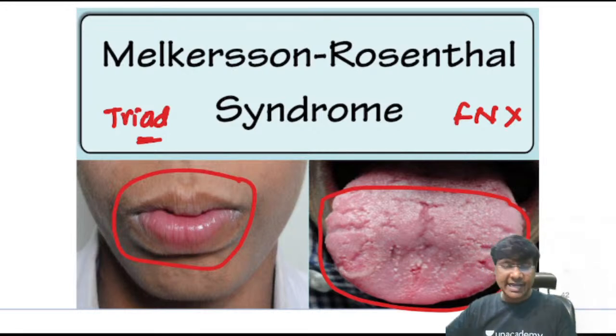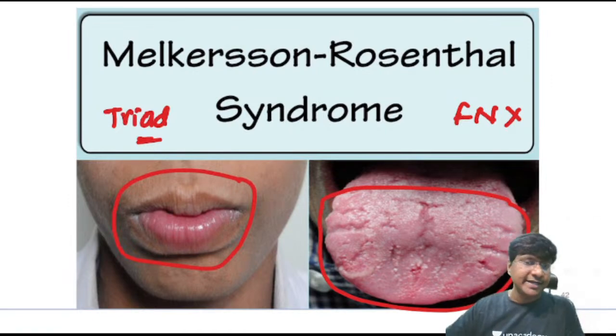Justin Bieber had Ramsay Hunt syndrome, right, which is herpes zoster infection of the geniculate ganglion.